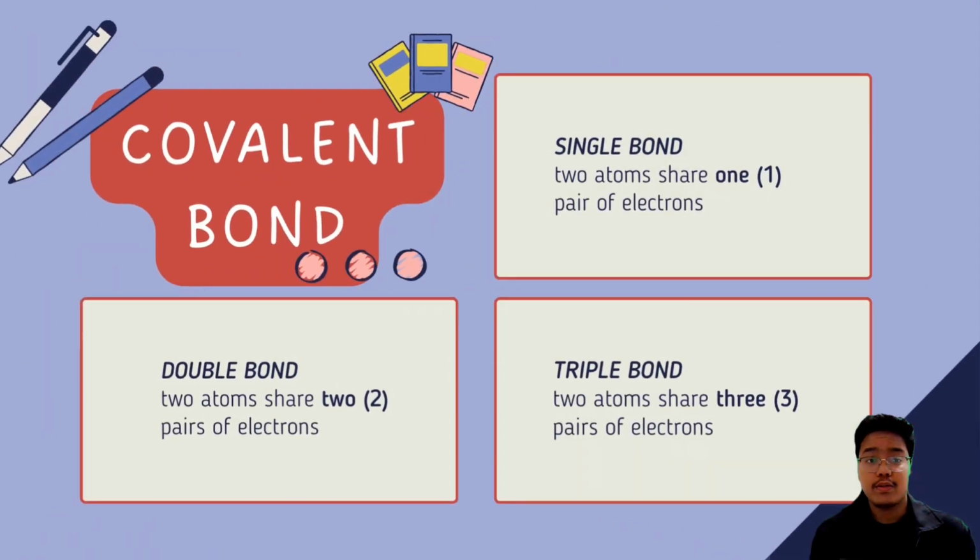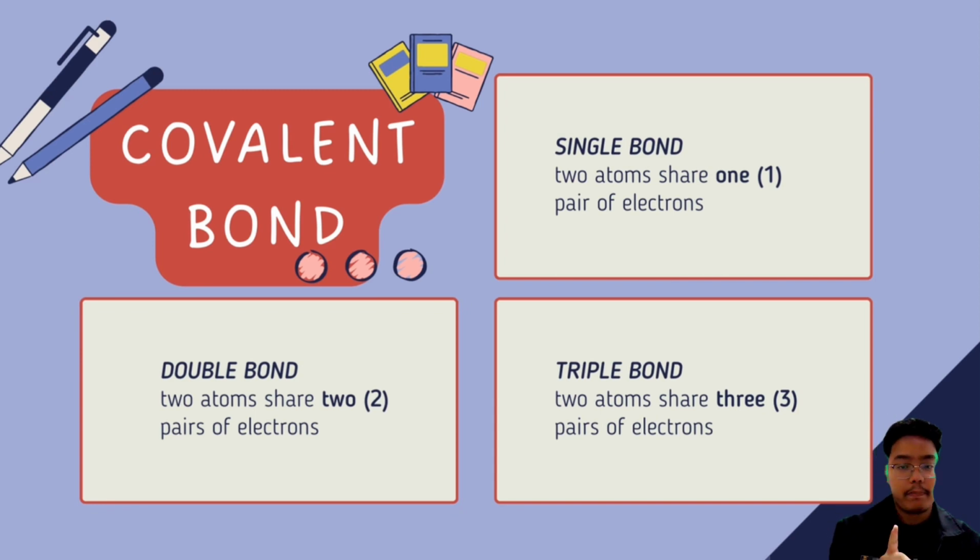Now, we're going to move on to covalent bond. Covalent bond is relatively easy because it only has three types, and the three are similar and pretty identical to one another. The first one is single bond, which is two atoms share one pair of electrons. Number two is double bond, which is two atoms share two pairs of electrons. Number three is triple bond. Two atoms share three pairs of electrons. So you only need to remember single bond, one pair, double bond, two pairs, and triple bond, three pairs.